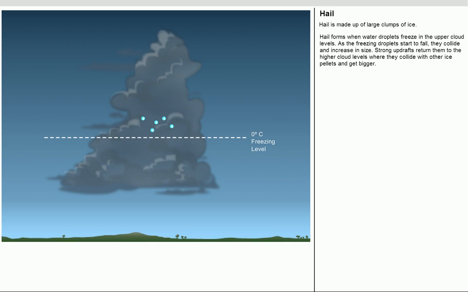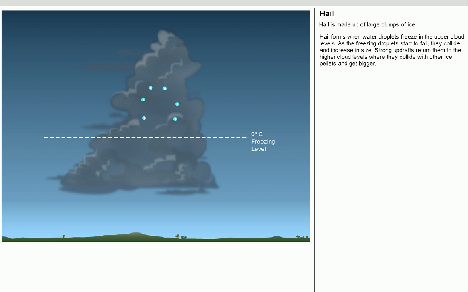Ice pellets can grow very large. When they become large enough to fall, they fall as hail. Hail is made up of clumps of ice in varying sizes. It forms when water droplets freeze in the upper cloud levels where the temperature is below 0 degrees Celsius. As the freezing droplets start to fall, they collide and increase in size.